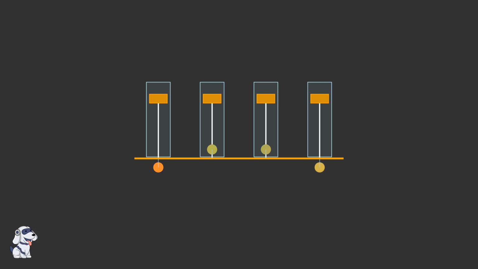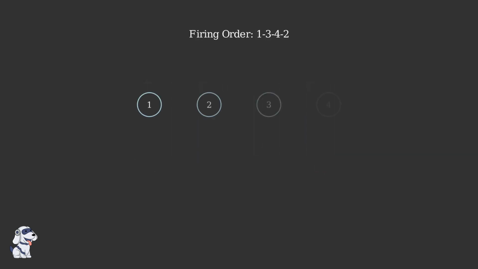Each connecting rod connects its piston to a specific position on the crankshaft called a throw. The crankshaft throws are positioned at different angles to ensure smooth power delivery and engine balance. The firing order determines which cylinder fires when. This sequence is carefully designed to minimize vibration and maximize engine smoothness. In a typical four-cylinder engine with firing order 1, 3, 4, 2, the cylinders fire in this specific sequence. This creates evenly spaced power pulses every 180 degrees of crankshaft rotation.